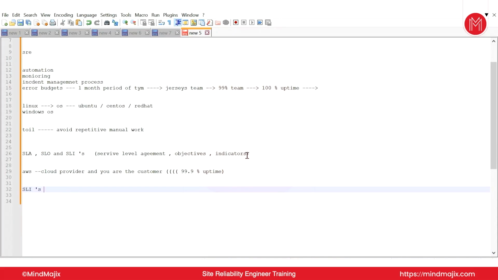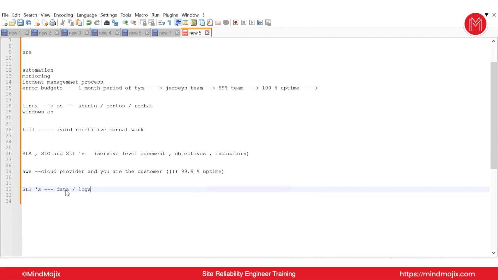The next thing is SLIs. This is the indicator. Here you will have the monitoring tools. Let us say you have an application where you are promising 99% uptime, but how will you check that? You will have some data or logs to check whether that particular uptime was really achieved, or whether they are just saying it by mouth, just for a blame game. You get it?